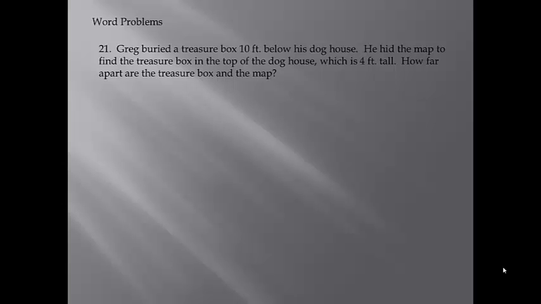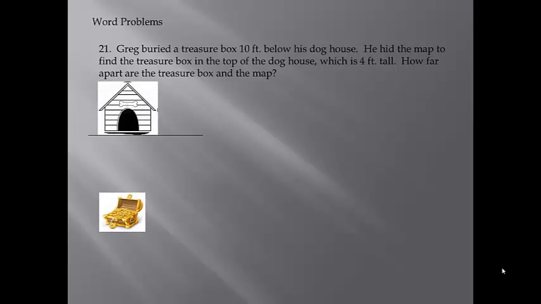Number 21. Greg buried a treasure box 10 feet below his doghouse. He hid the map to find the treasure box in the top of the doghouse, which is 4 feet tall. How far apart are the treasure box and the map? So I draw my ground, draw my treasure box, draw my doghouse, and put in my labels.